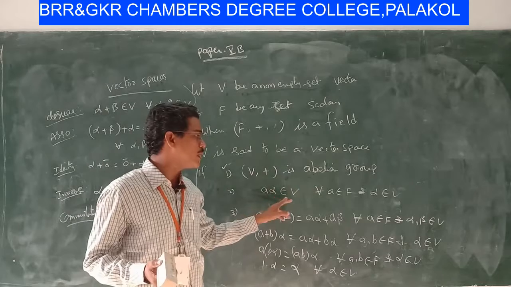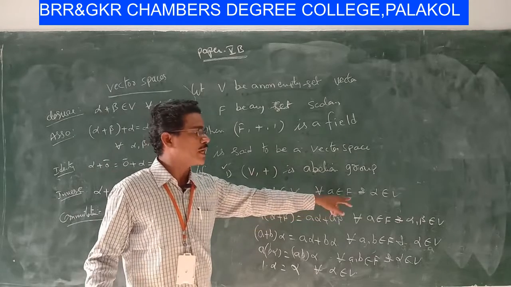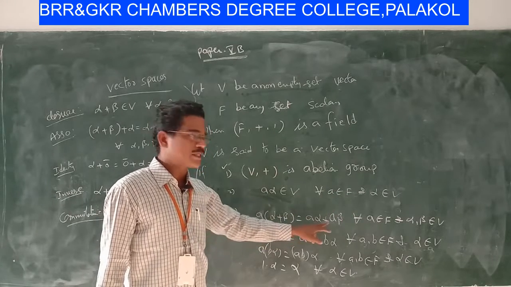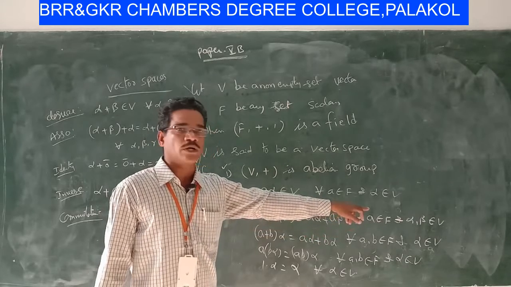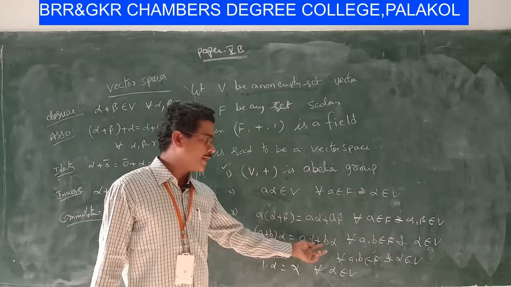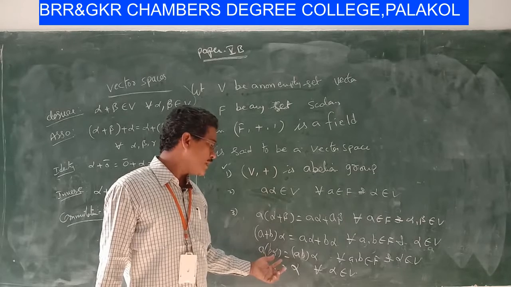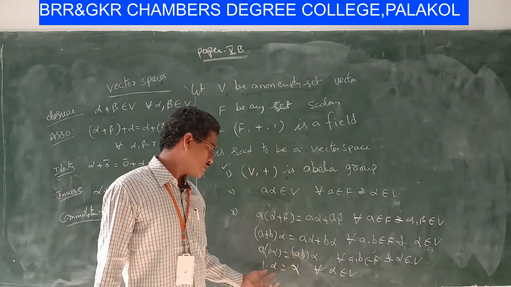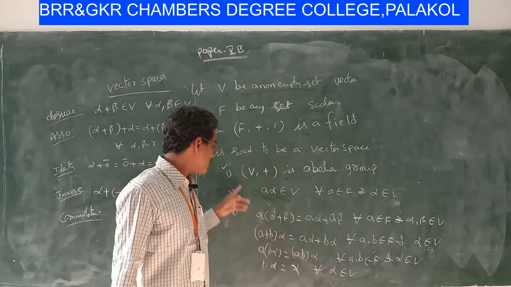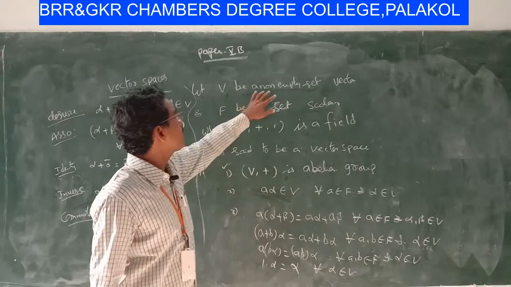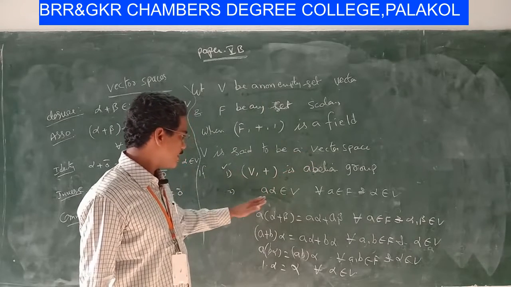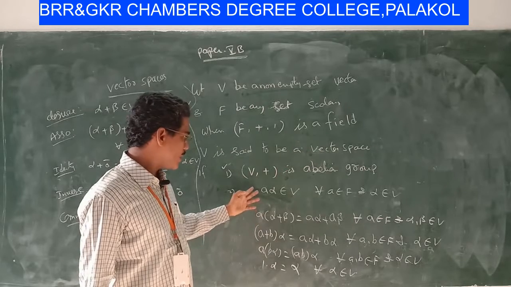That means A alpha belongs to V for all A belongs to F and alpha belongs to V. Third one, A into alpha plus beta equal to A alpha plus A beta for all A belongs to F and alpha, beta belongs to V. A plus B into alpha equal to A alpha plus B alpha, and A into B alpha equal to AB into alpha. Last one, 1 into alpha equal to alpha for all alpha belongs to V. So if these three conditions are satisfied, then the non-empty set V is said to be a vector space.